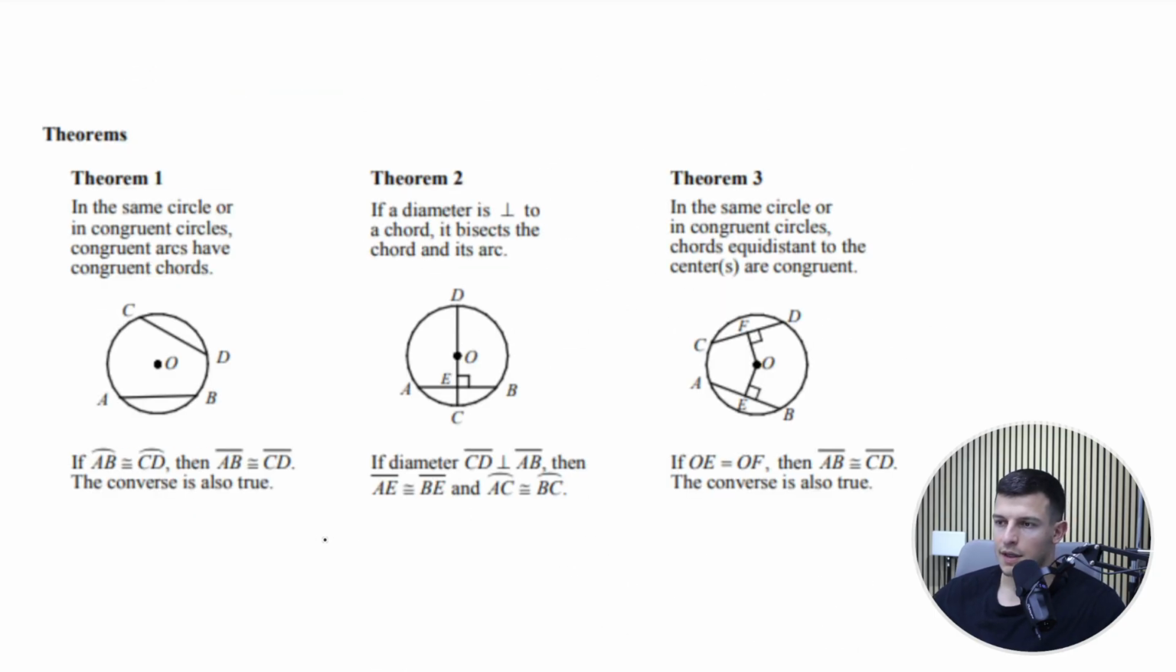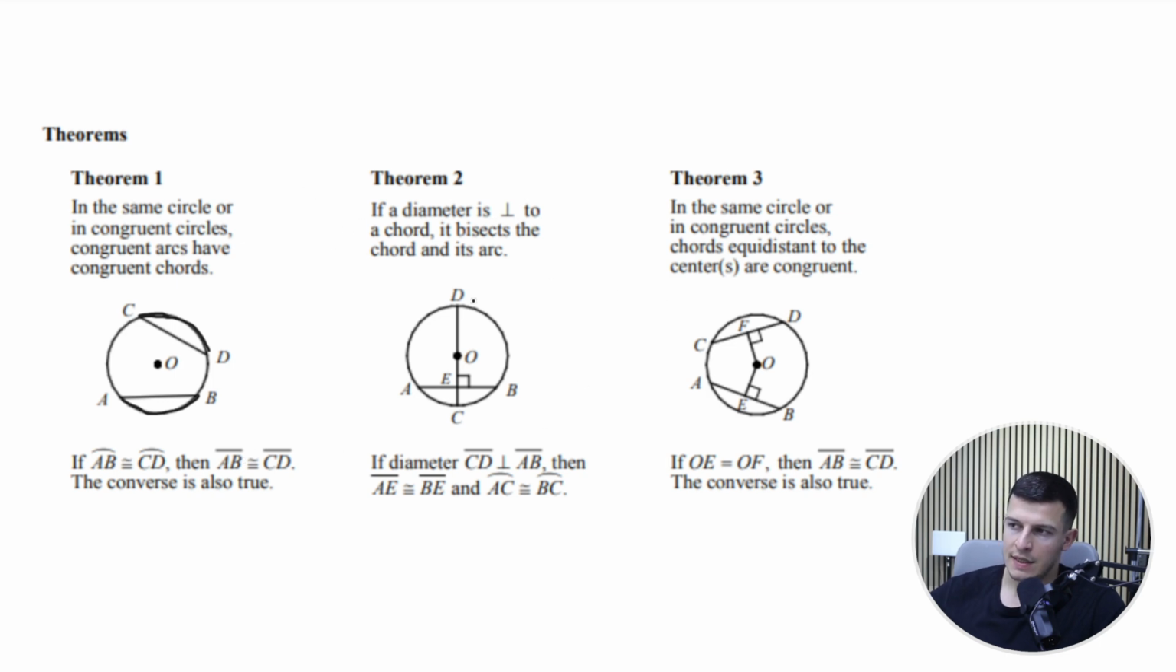All right, moving on. A couple more theorems. If in the same circle or in congruent circles, congruent arcs have congruent chords. So if arc AB is similar to arc CD, then chord AB is equal to chord CD. If the arcs are the same, if AB is equal to CD, arc angle-wise, then their chords should also be equal to each other.